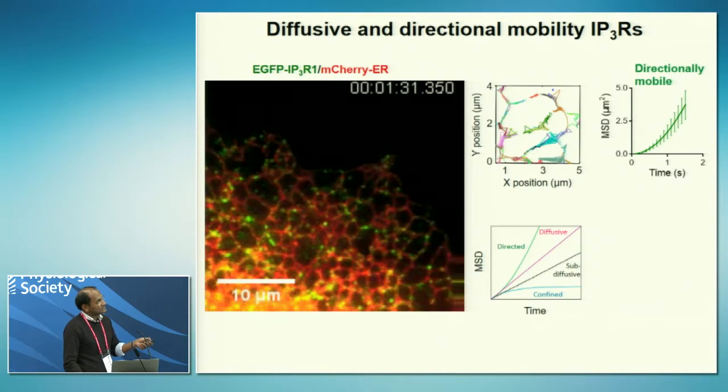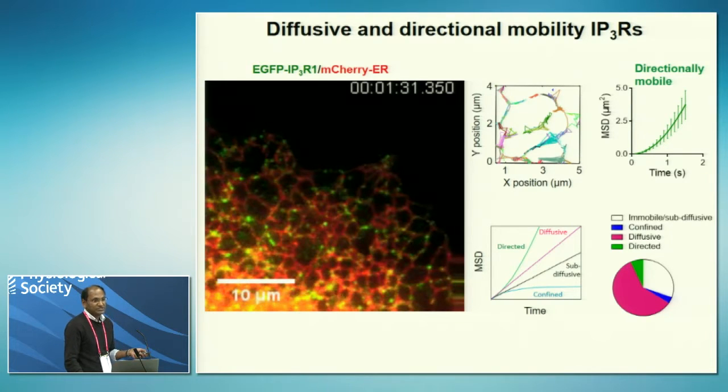Then I analyzed these individual single particle trajectories, which reveal that there are 4 distinct kinds of mobility within these IP3 receptors. There is an immobile population, and there is a large diffusive population, and some that go by confined motion, and there is a clear population that moves by directional motion. Further experiments revealed that dynein and kinesin motors, which are molecular motors on the microtubules, contribute to this movement.